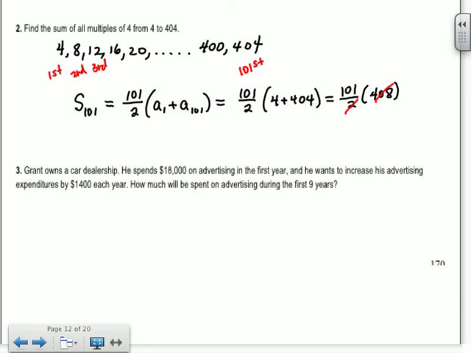So 408 becomes 204. Now remember, Gauss was really smart. He said 100 times 204. I'm guessing he did this. I don't know if he really did or not. I don't know if he was that ahead of his time at 10.